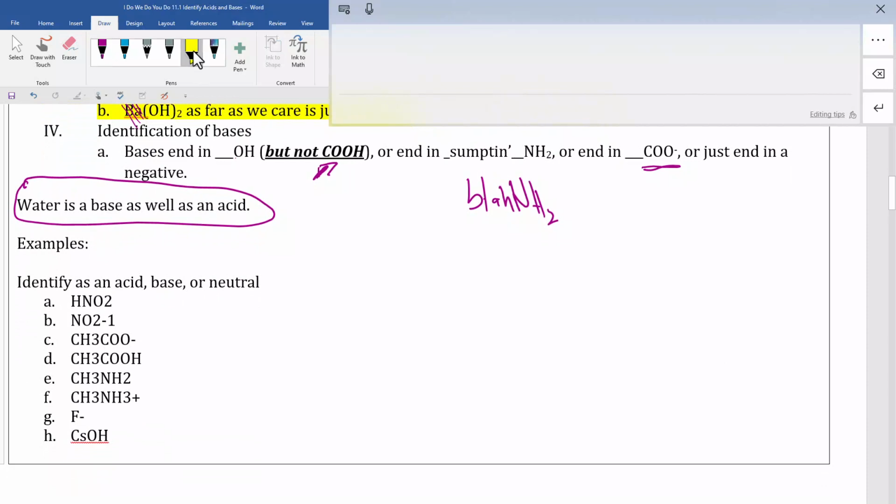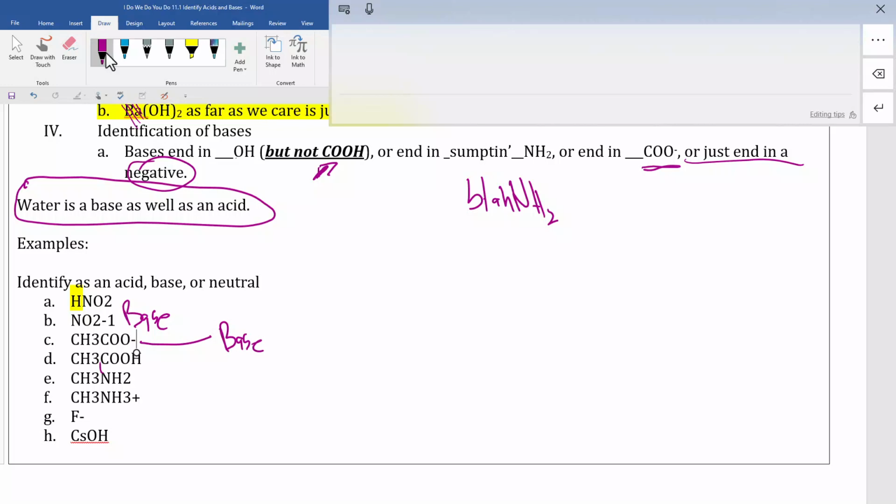First thing I'm going to do is use my favorite rule, which is the hello, I'm an acid rule. So see how this one starts with an H? Hello, I'm an acid. This one, see how it just ends in a negative? That's a base. Welcome to base. It just ends in a negative. That's going to be a base.